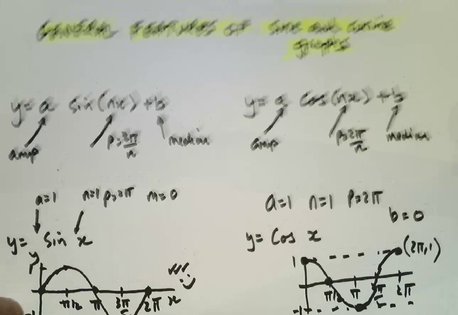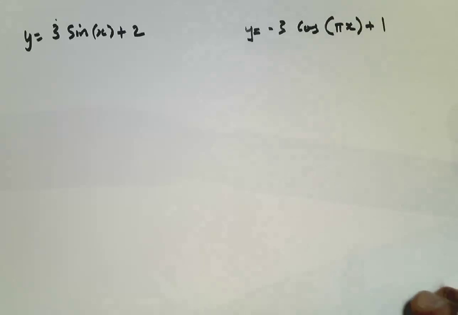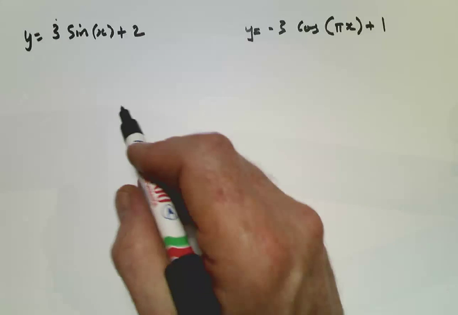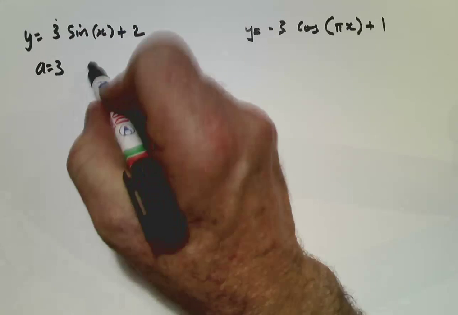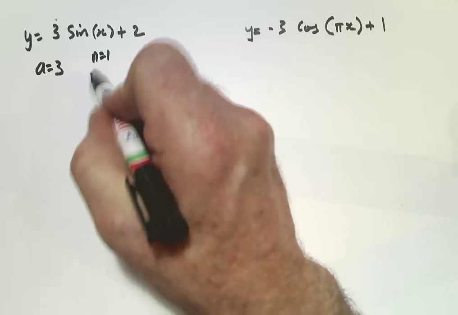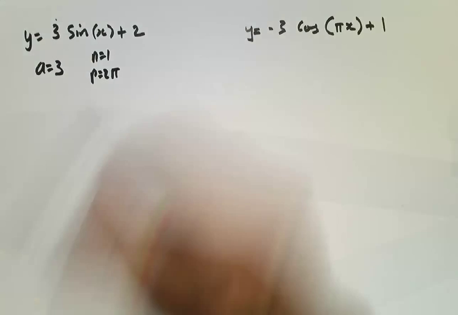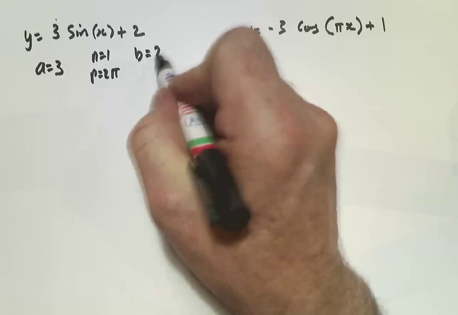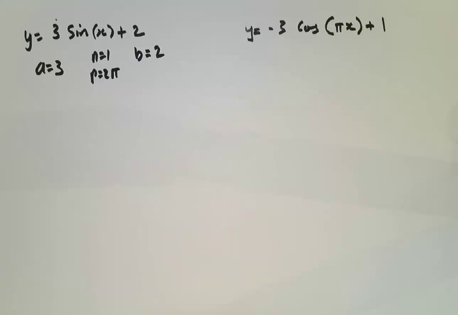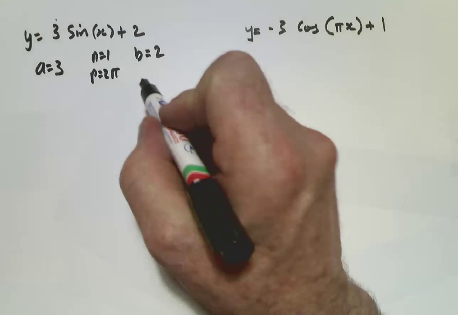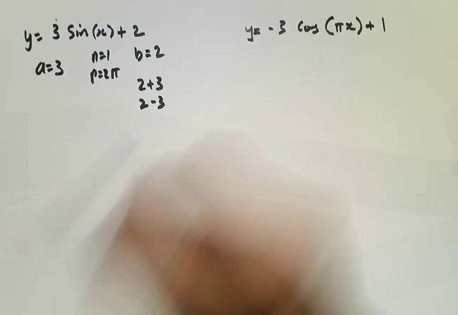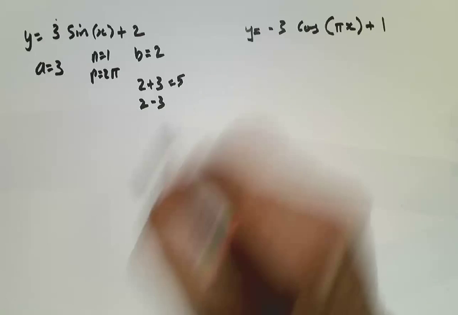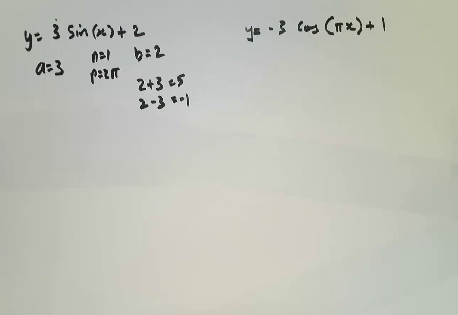Okay, a couple of other examples. In this example, amplitude is equal to 3. N is equal to 1, therefore the period is 2 pi, but our median is equal to 2. So my graph's going to be 2 plus 3 and 2 minus 3. So the maximum is 5 and the minimum is -1.